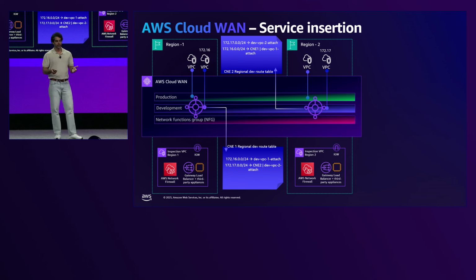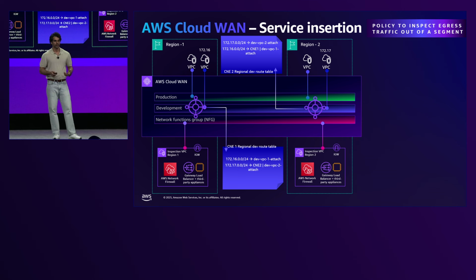Now my goal here is to inspect traffic between production and development, right? As I said, if you're crossing trust boundaries, then you want to do deep packet inspection. And that's the logic I'm applying here. So I'm routing traffic between production and development, and I want to inspect it. So I create a network function group, and I attach my inspection VPCs to Cloud WAN and associate it with the network function group.